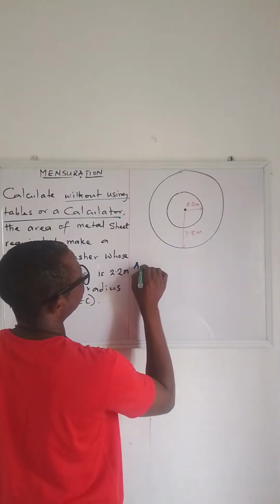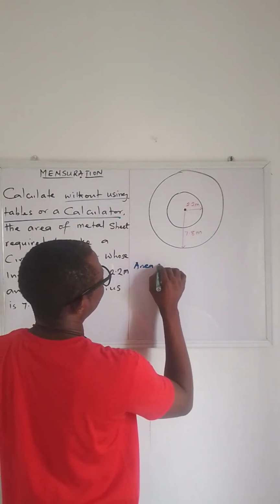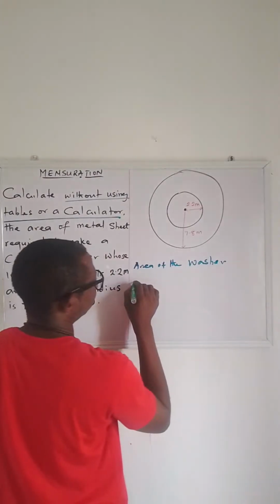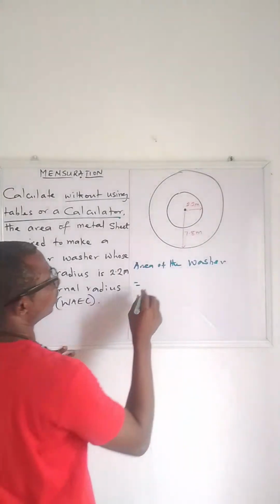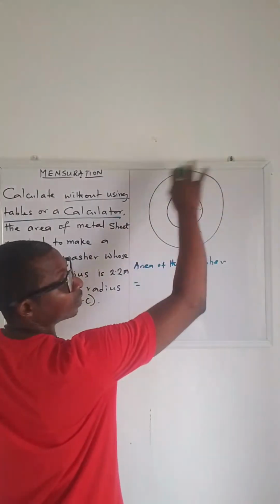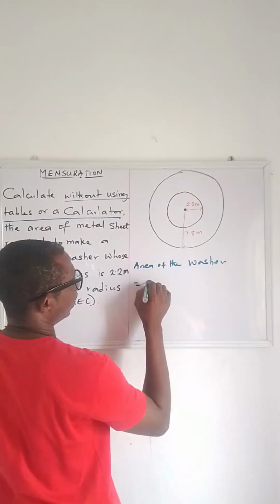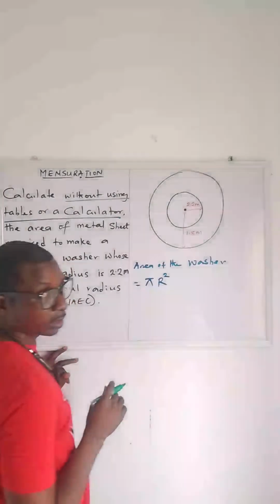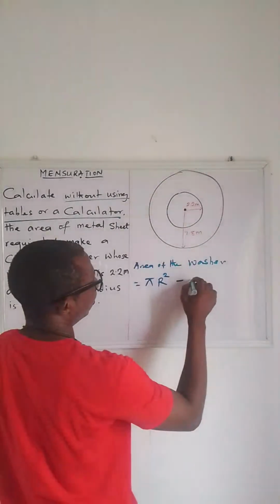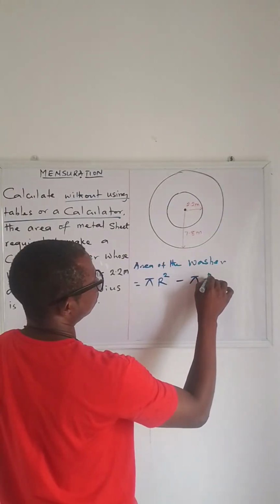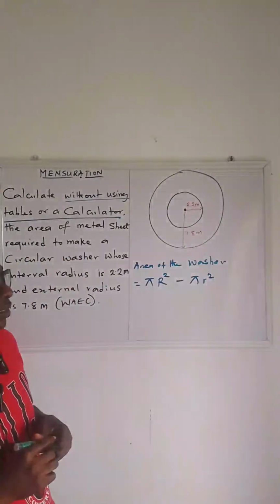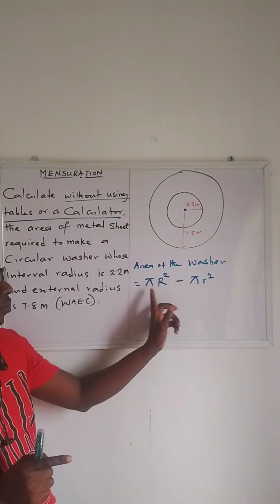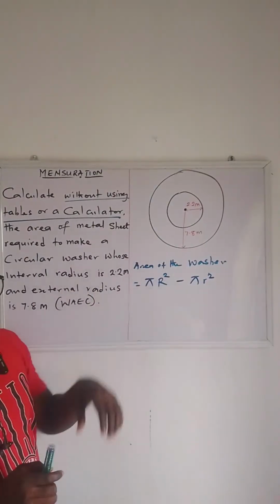So the area of the washer will be what? Area of the bigger circle, that is pi r square, minus area of the smaller circle. Don't forget you are asked not to use a calculator. So don't make use of a calculator.